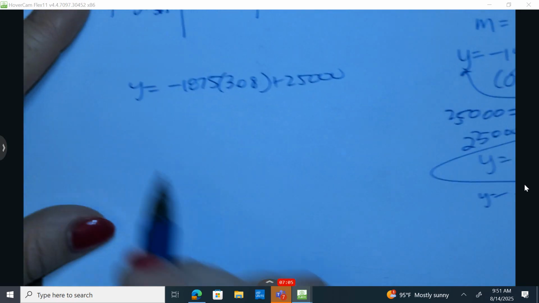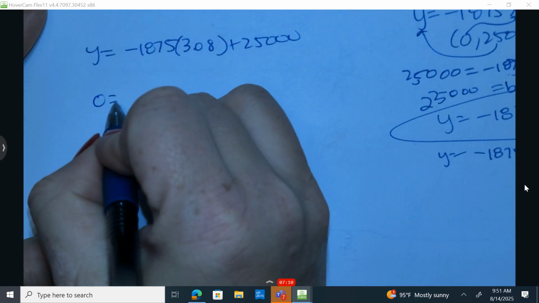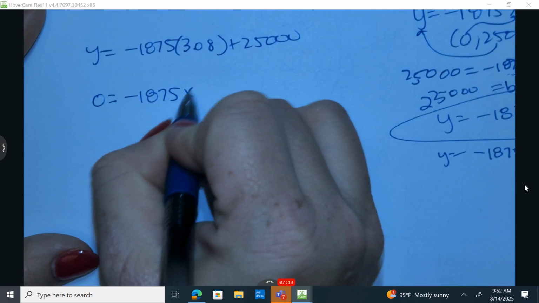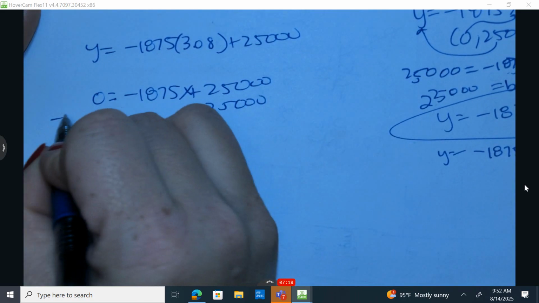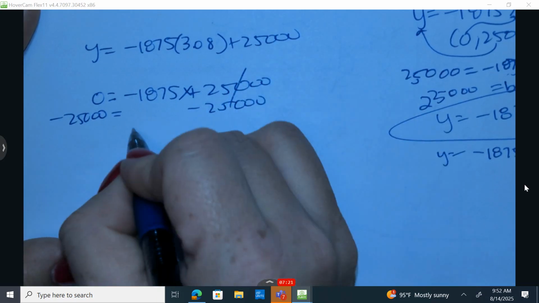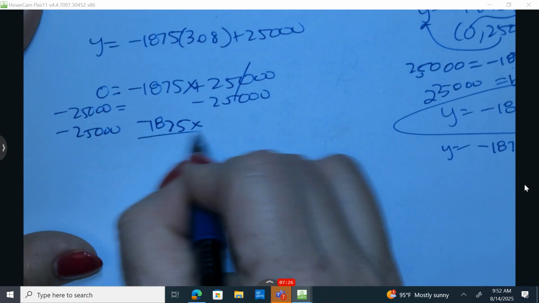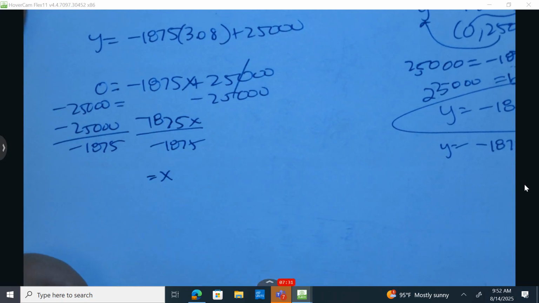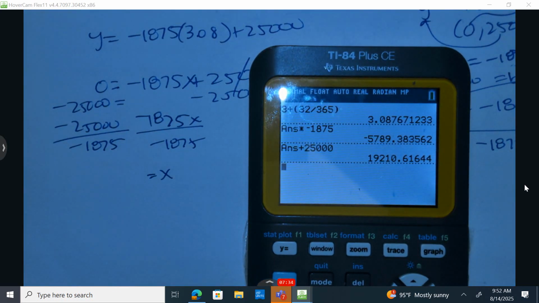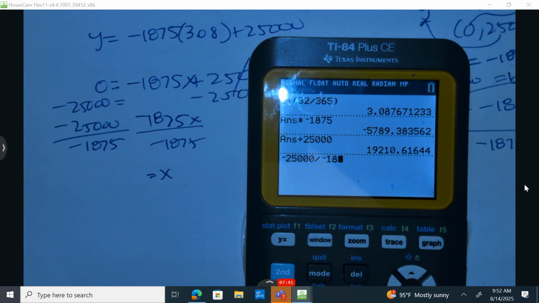So I'm going to come back up here. Remember, this is our general equation, but when Y equals 0, so 0 is going to replace the Y. And now you're showing me algebraically how to do this. So you're showing me the steps, but you can absolutely use a calculator to do the basic operations. So I'm dividing by negative 1875, and then I'm letting the calculator give me my answer. And I think this question could have been a little more specific, so I'll tell you what I would accept for an answer. So negative 25,000 divided by negative 1875.